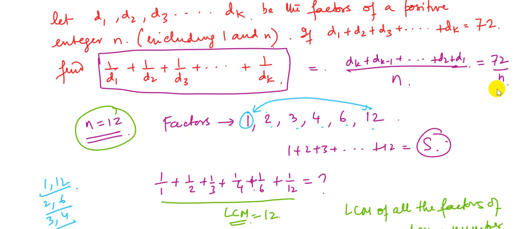Now this problem is a very simple problem if you understand this concept, that the LCM of all the factors of a number is the number itself. So just by looking at this, you know that my LCM of the denominators is n. So the denominator will be n, and in the numerator I will have the sum of the factors again, in the reverse order. So that will be 72.